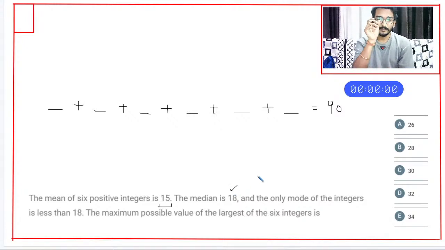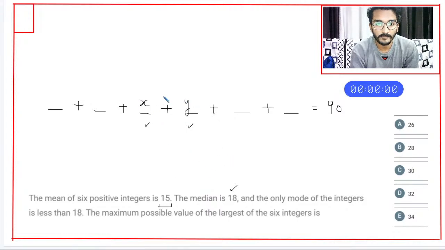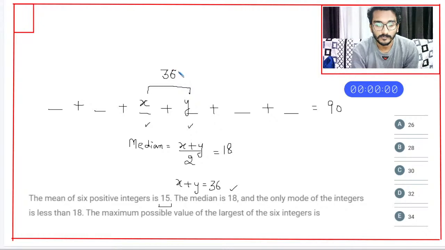Now, another piece of information is the median is 18. Median is the middle term. But there are two middle terms, third and fourth. So the median is 18. How is it possible? Let's suppose it is x. This is y. And we know y is greater than x, or it can be equal. How can you find the median when there are two terms? You will find the median by taking the average of the middle two terms, which is given to us in the question as 18. So we can say x plus y equals 36. So the sum of these two terms is 36.